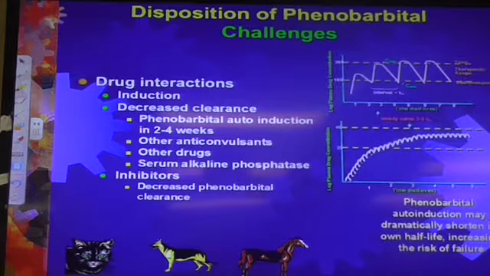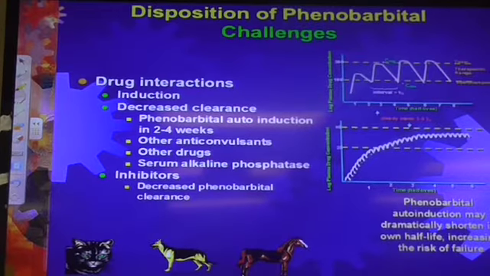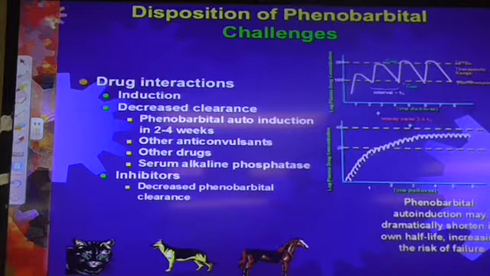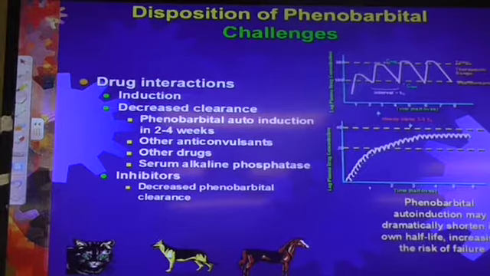It is turning it on, just like glucocorticoids will do. We'll talk about glucocorticoids a little bit later in the semester. And this is one of your challenges. If you do blood work in a patient that's on phenobarbital, you're going to see that serum alkaline phosphatase go up, and you're going to be thinking liver disease, and it probably is not liver disease. It's probably just induction. How would I know if it's liver disease?